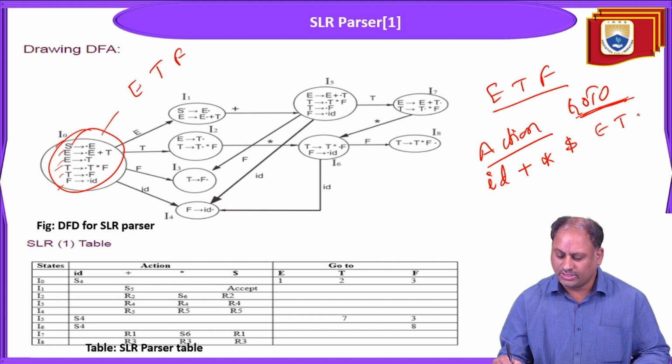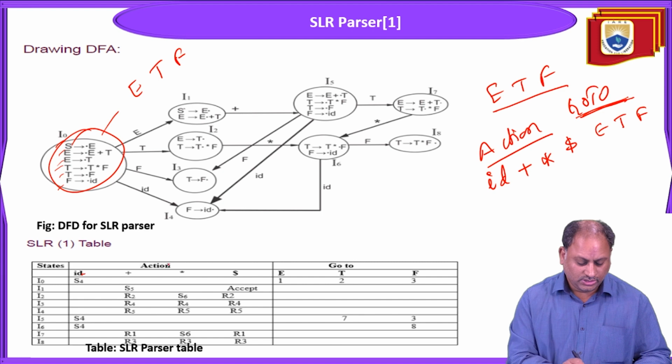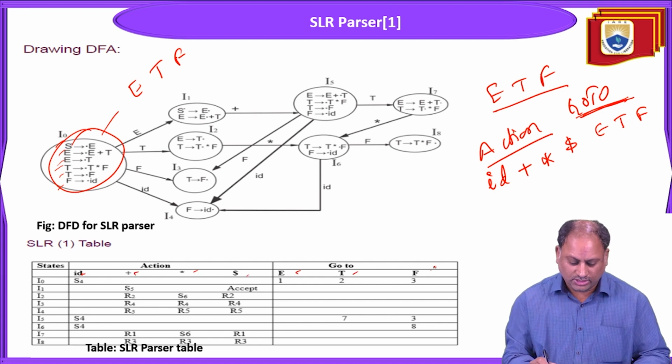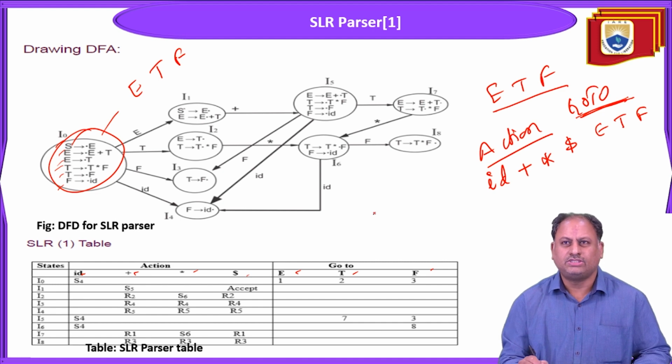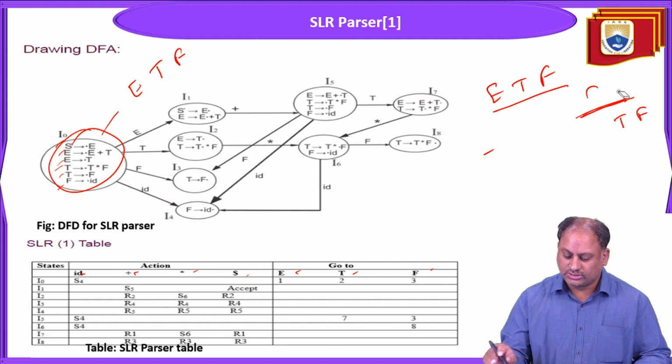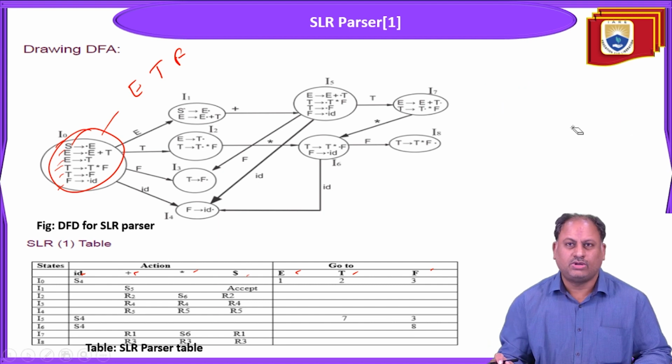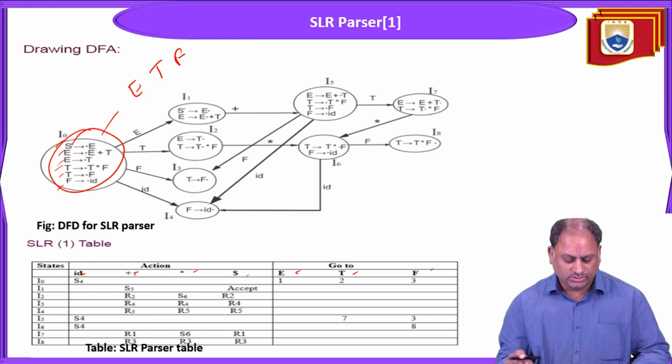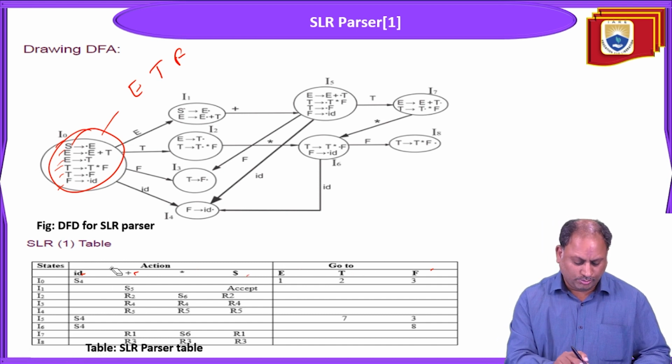So E, capital T, capital F. So we have to write the same as rows. And the corresponding states in the data flow diagram, how many states did we obtain? I0 to I8. So those are to be listed out as rows of this table. Whereas columns, we are going to list out with two sections, action and go to. Action is to be considered for the corresponding terminals, and variables are to be considered for the go to part.